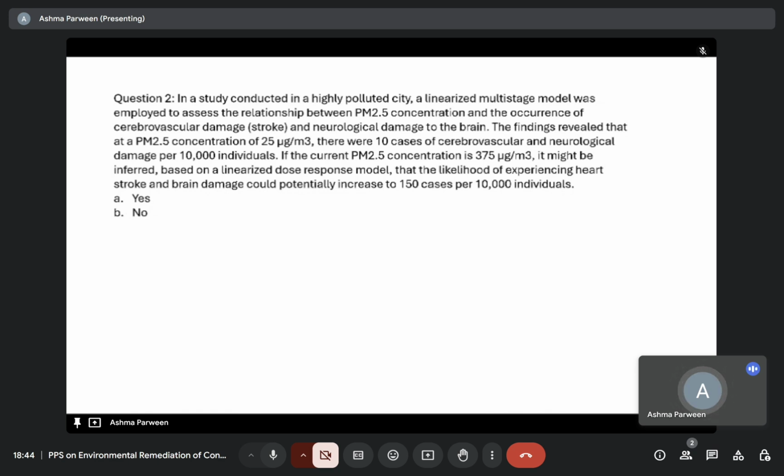So let's try to solve this question. The initial concentration of the pollutant is 25 micrograms per meter cube, and the final concentration of the pollutant is 375 micrograms per meter cube. Here we can see that a linearized multi-stage model is used. Since this is a linear relationship, the increase in the concentration of the pollutant should be directly, or linearly, linked with the increase in the damage to the individual.